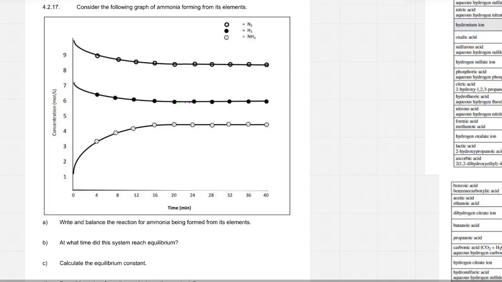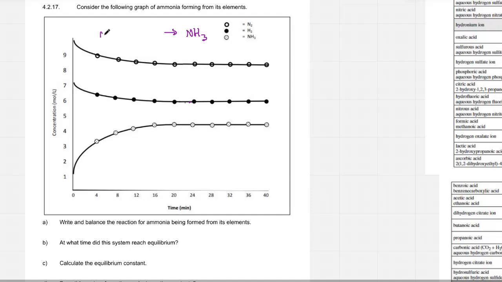Hello again. We're still working on equilibrium systems and different ways to look at them, and here's another way to look at them. What we have here is a plot of the concentrations of three species in a reaction, and let's get the reaction down. They say this is ammonia forming from its elements. So we are making ammonia, which is NH3.